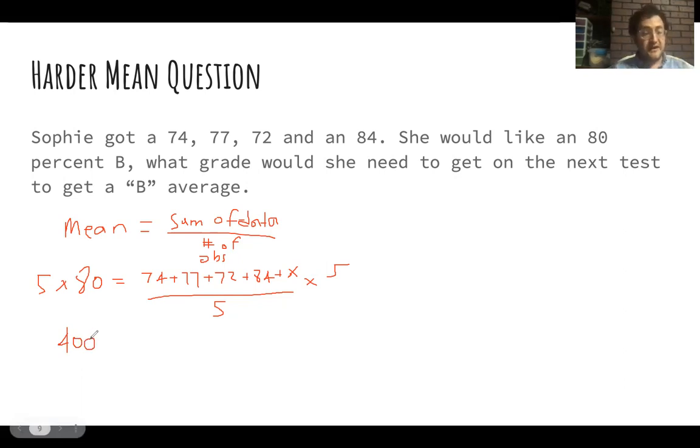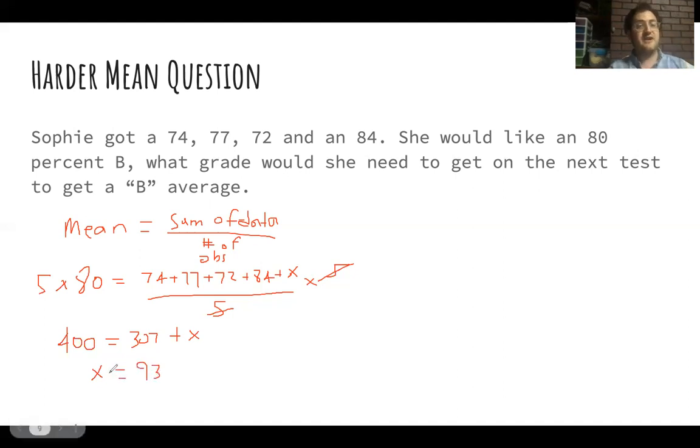If we add up the 74 plus 77 plus 72 plus 84, we are at 307. And by the way, these 5s cancel out. So we are at 307 plus X, and we just subtract 400 minus 307, and she would need to get a 93.